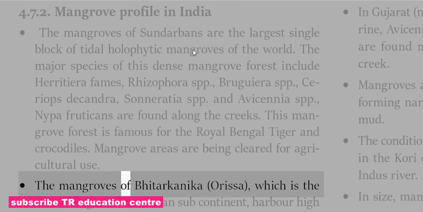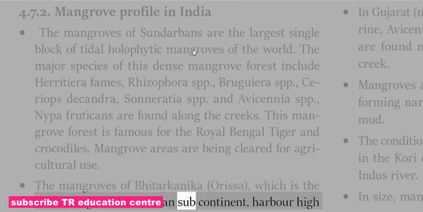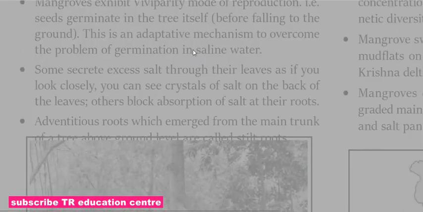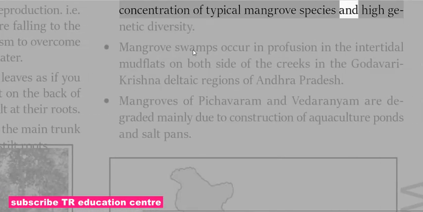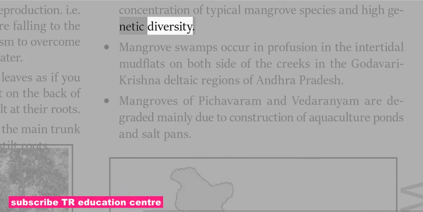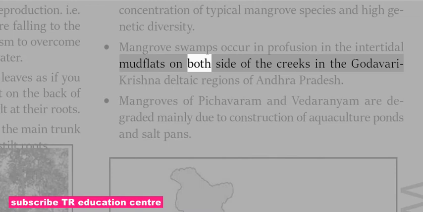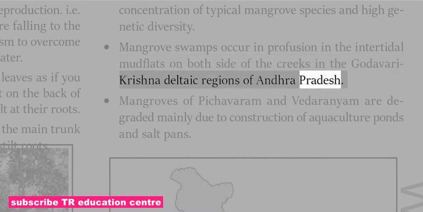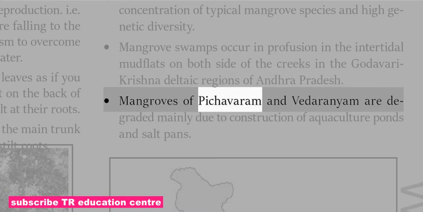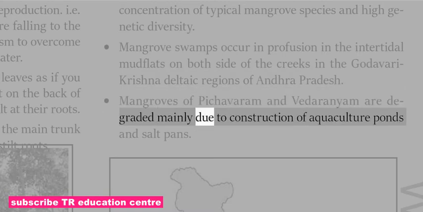Mangrove areas are being cleared for agricultural use. The mangroves of Bhitarkanika, Orissa, which is the second largest in the Indian subcontinent, harbor high concentration of typical mangrove species and high genetic diversity. Mangrove swamps occur in profusion in the intertidal mudflats on both sides of the creeks in the Godavari-Krishna deltaic regions of Andhra Pradesh. Mangroves of Pichavaram and Vedaranyam are degraded mainly due to construction of aquaculture ponds and salt pans.